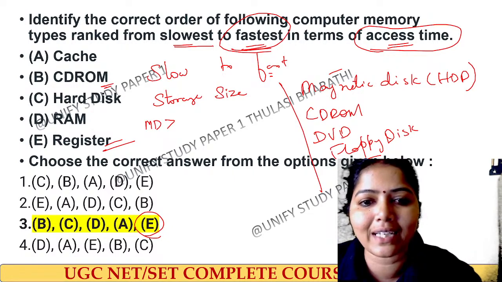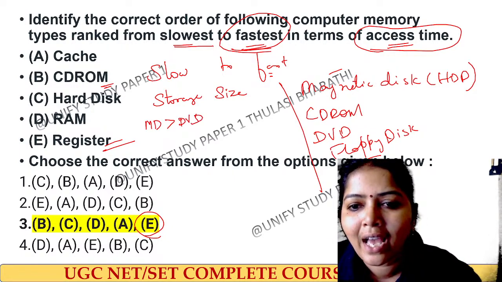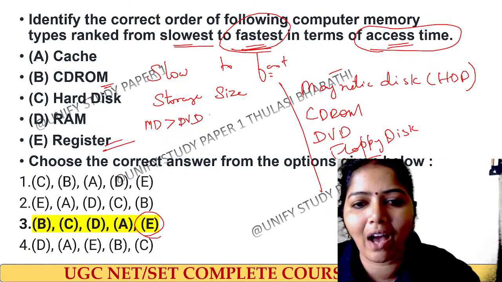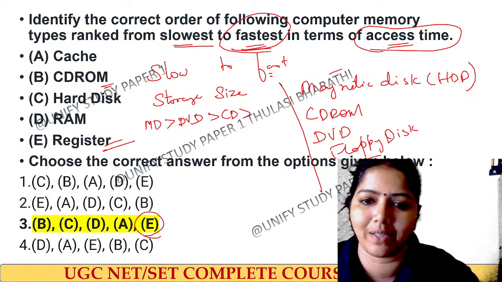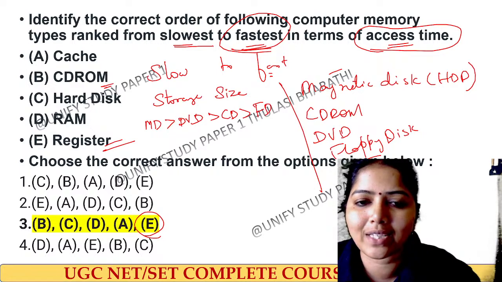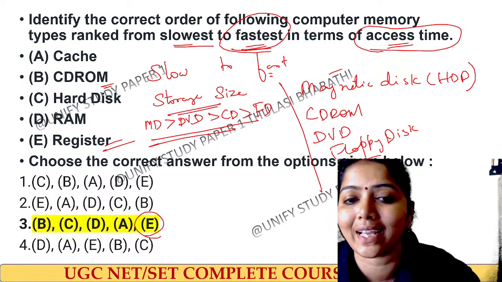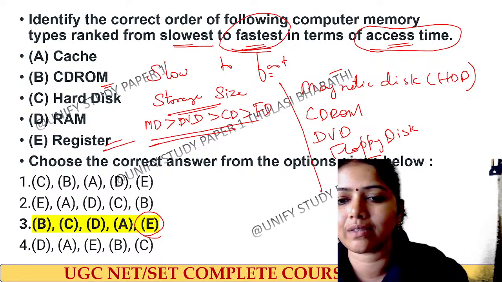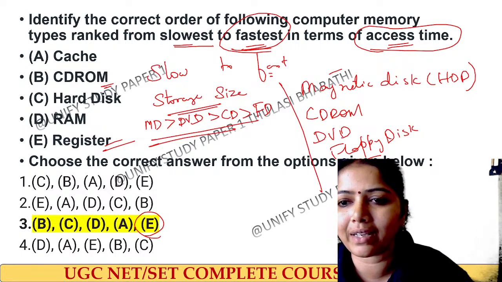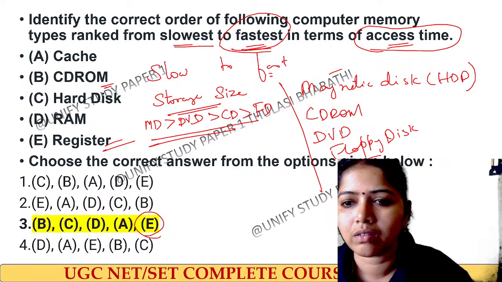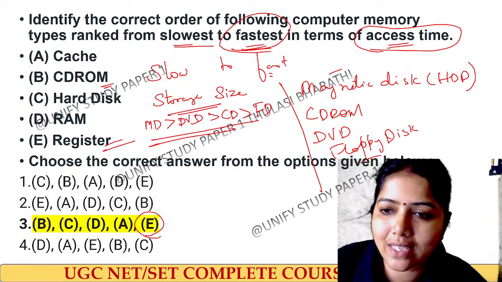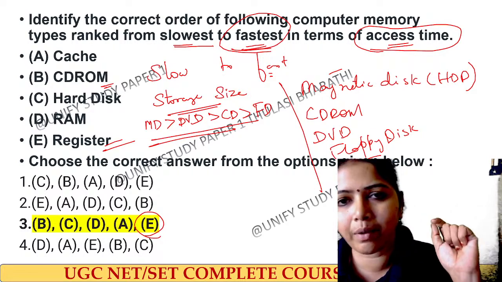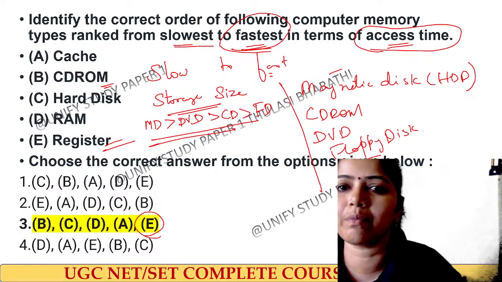After the magnetic disk, we will be having DVD, and then after DVDs, we will be having the CD. After this, we will be having the floppy disk. You understand? This is with respect to storage size. Storage size. Am I clear? Note it down. You asked me, right? Yes. In terms of access time, fastest will be magnetic disk.